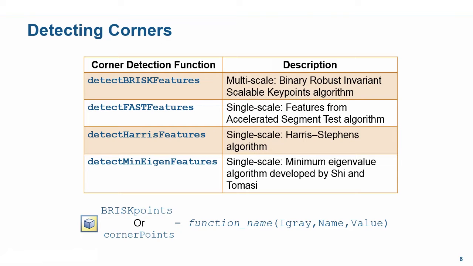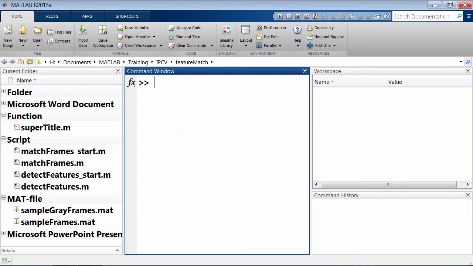A common first step to do feature matching is to detect corners. Corner detection can be done in Computer Vision System Toolbox using several different algorithms, namely BRISK, FAST, Harris, or minimum eigenvalue algorithms. All these functions take in a grayscale image as input and based on the algorithm have different tunable parameters which affect the output of the detection. Let's switch to MATLAB and see how we can do this.